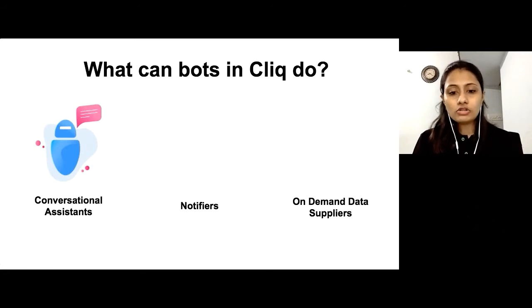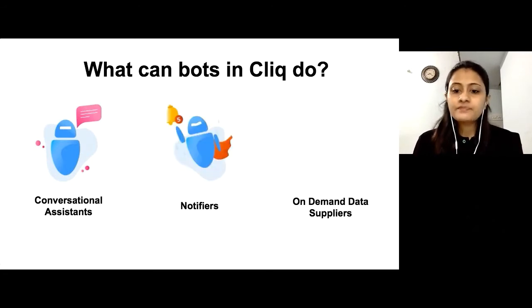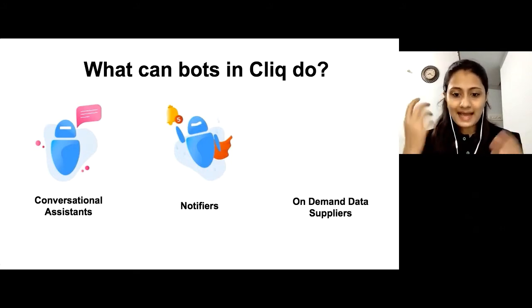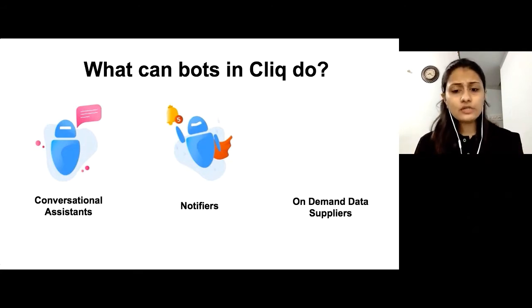So bots can also be real-time notifiers. So they can act as dedicated notifiers, that is getting connected to a separate app and bringing in notifications and alerts whenever there are any updates that are going on in the app that the bot is connected to.